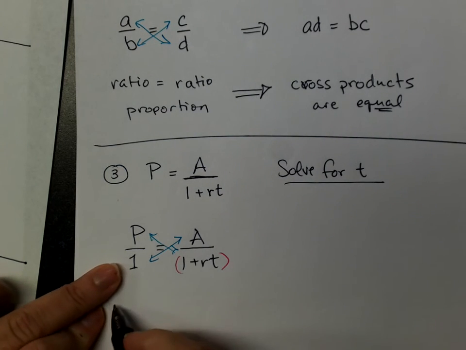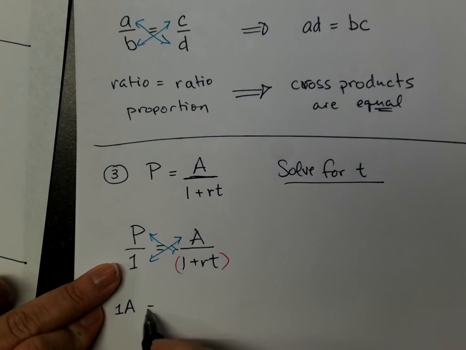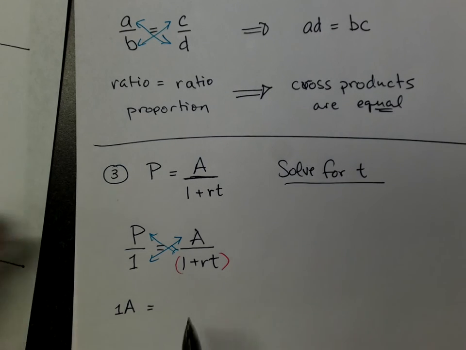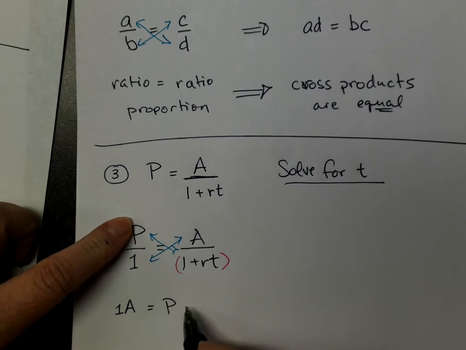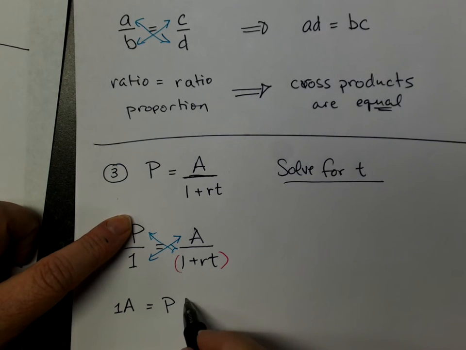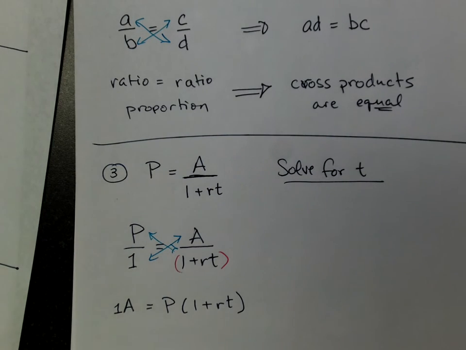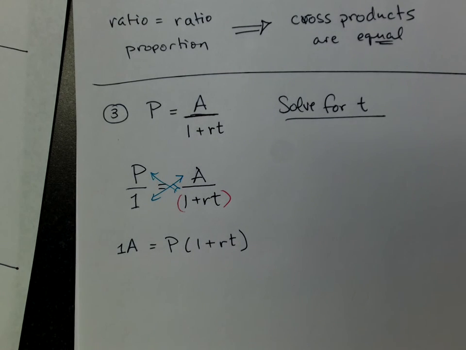On one side, I'll put 1A. Or it could go, it doesn't matter which side is which. And then the other cross product is capital P, and this is why the parentheses are so important. It's not P times 1, it's P times 1 plus RT. Parentheses are important. That P is multiplied times that entire thing. Ooh, nice and flat. Cross products, flatten it out.